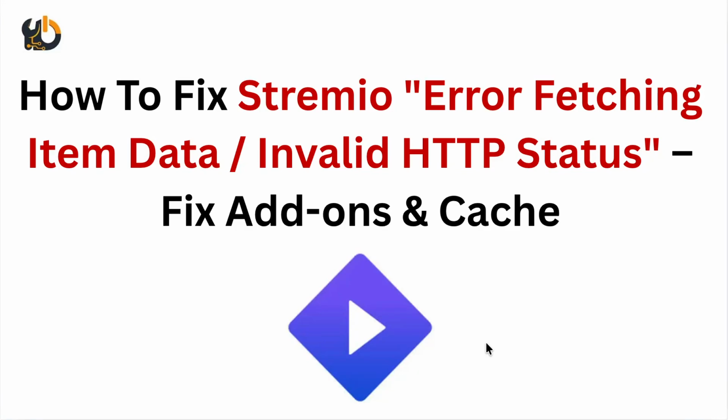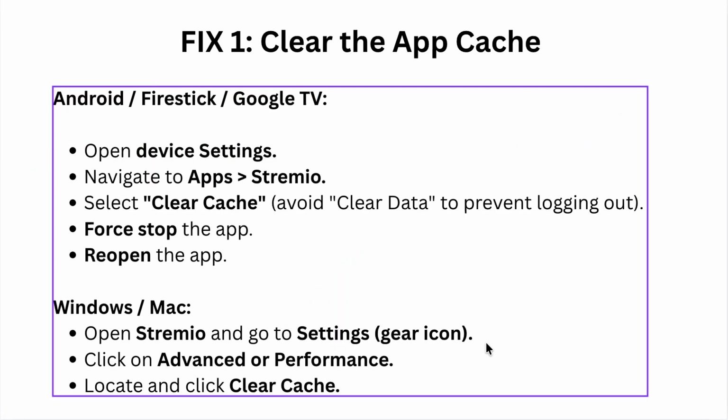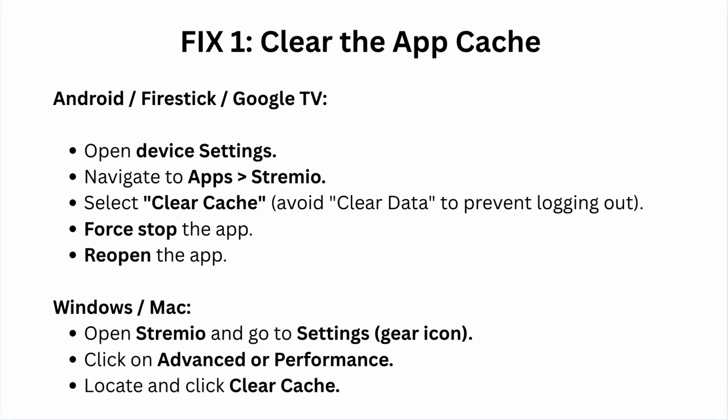So hey everyone, in this video we will see how to fix Stremio error fetching item data, invalid HTTP status, fix add-ons and cache. So fix 1 is clear the app cache.